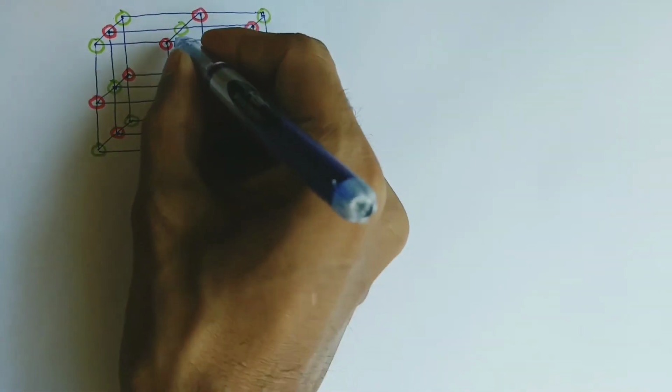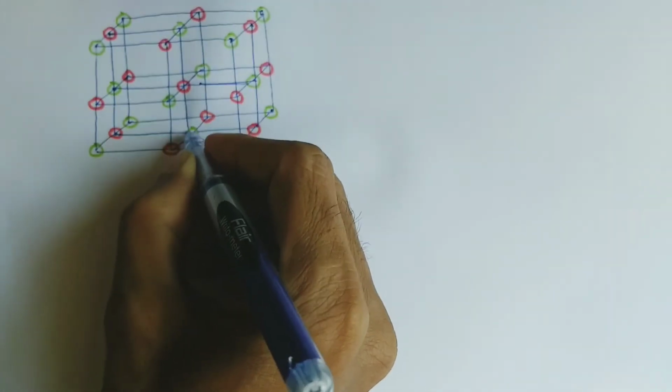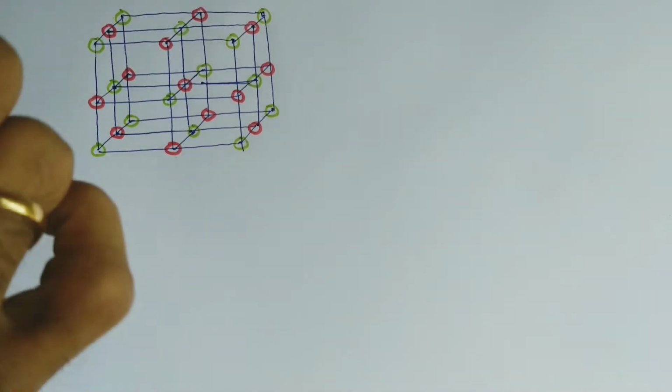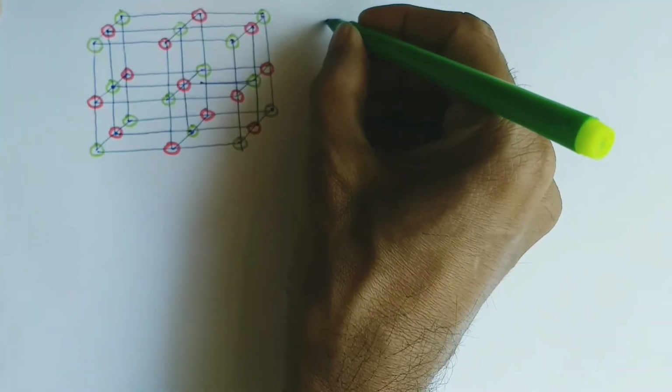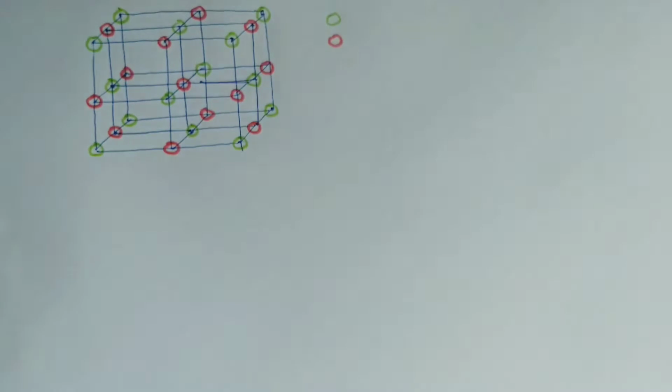Okay, so this is the structure of sodium chloride, and here these are chloride ions and these are sodium ions.